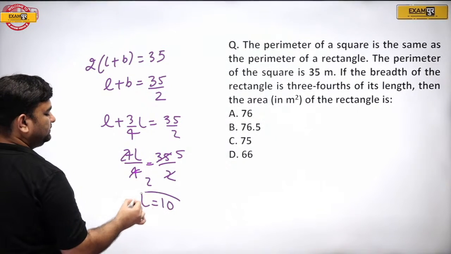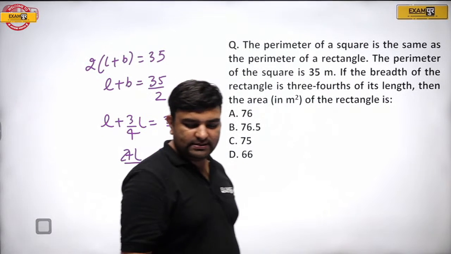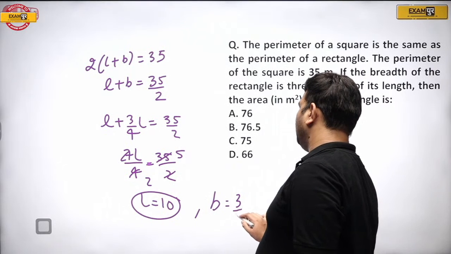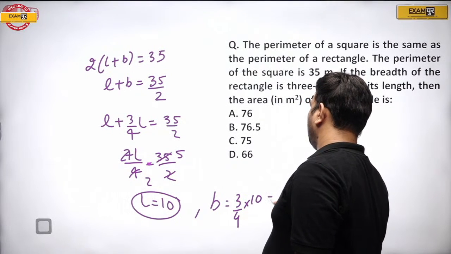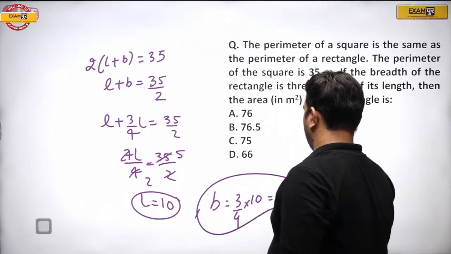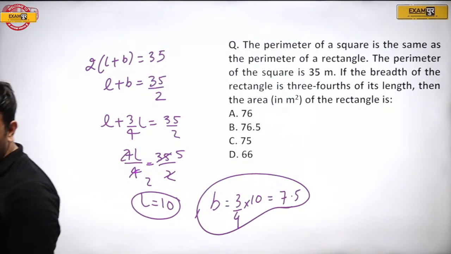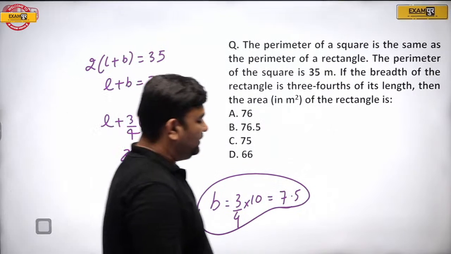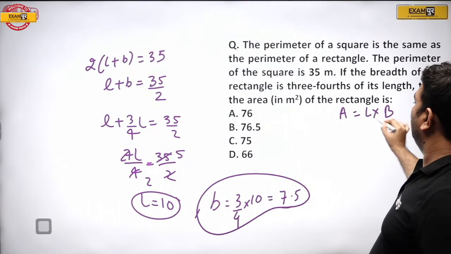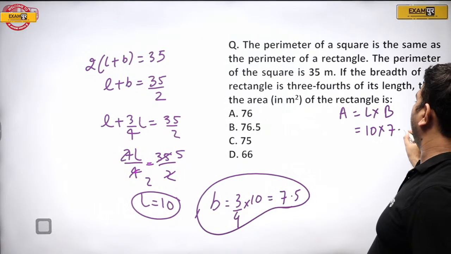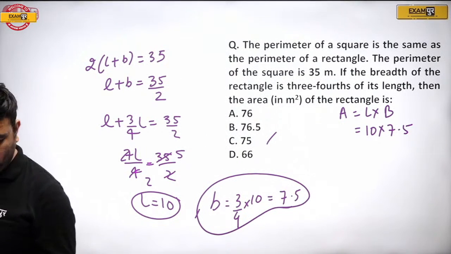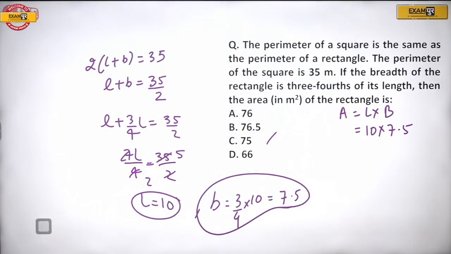Length is 10, and breadth is 3/4 of it. Very famous number, 3/4 of 10 is 7.5. So what is the area? Area is length into breadth. 10 into 7.5, 75. Correct?